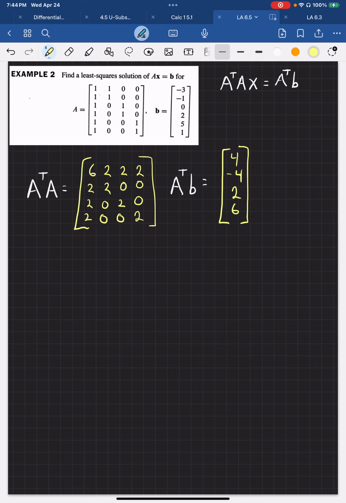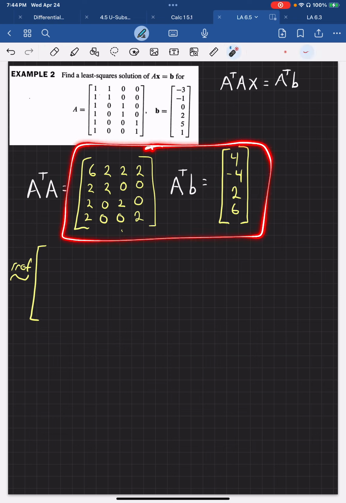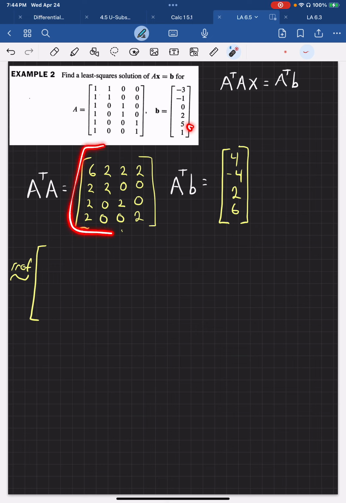So what I'm going to do is I'm going to give you the row reduced form. So again, just set up one large matrix with 5 columns, 4 rows. We go through that row reduction, and this is what comes up.